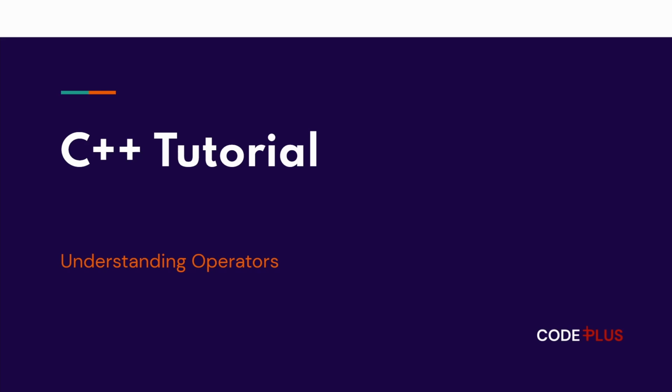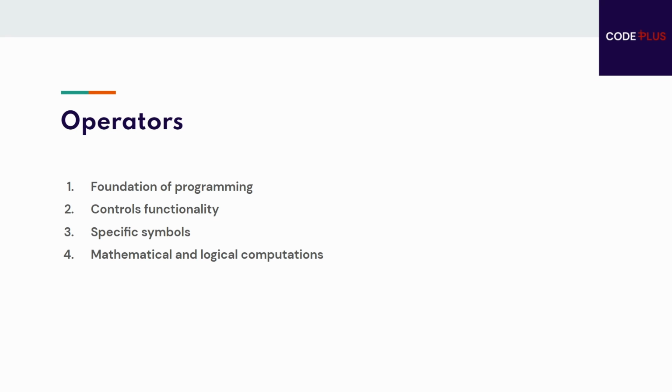Today we will discuss various types of operators in C++. Operators are the foundation of any programming language. Thus, the functionality of C++ is incomplete without the use of operators. We can define operators as symbols that help us to perform specific mathematical and logical computations on operands. In other words, we can say that an operator operates on the operands.